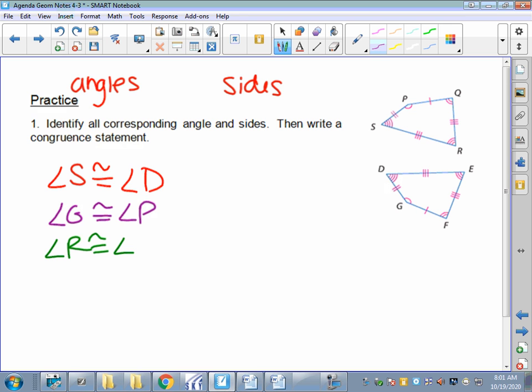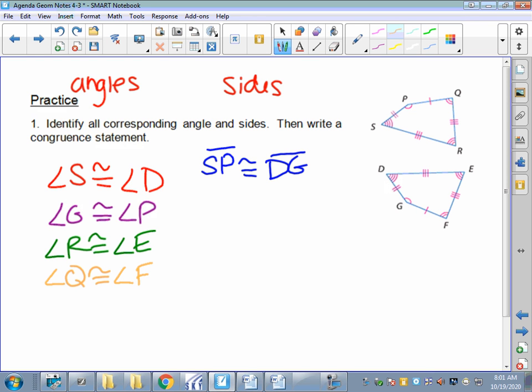Angle R must be congruent, it's got 3 arcs in it, to angle E. And maybe if we were talking about, what do we have left? Angle Q. Angle Q must be congruent to angle F. So then sides, remember this is where you have to be a little bit particular about the order in which you write them. I'm going to start with segment SP. So SP goes from 4 arcs to 1 arc along the double dashed line. So that would have to correspond to DG, 4 arcs to 1 arc.